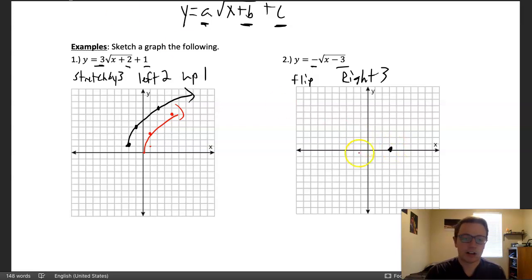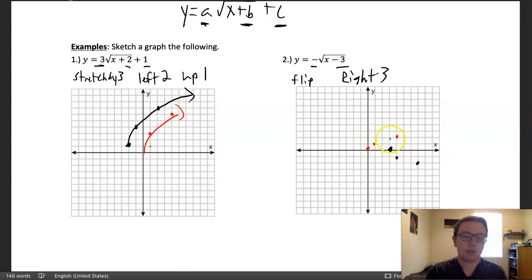And then if we need, we can graph our parent function. Remember what that looks like. Over 1, up 1, over 4, up 2. And now we're just going to reverse these. So we're going to go from our starting point over 1, down 1, and over 4, down 2. 1, 2, 3, 4, down 2.